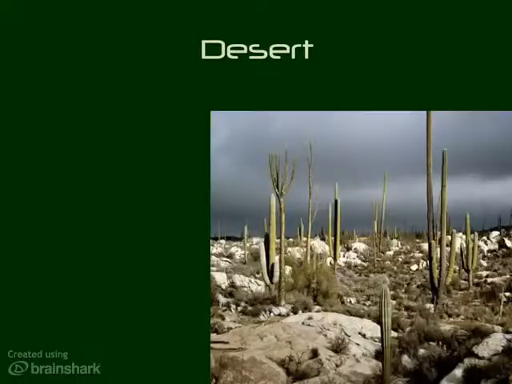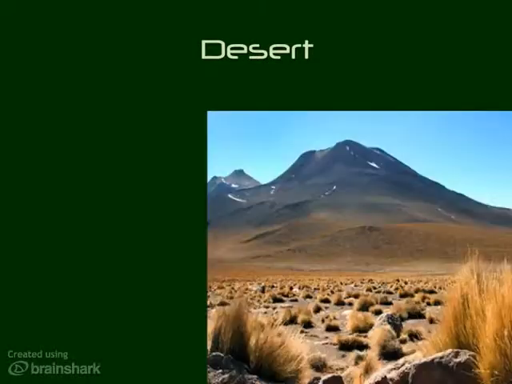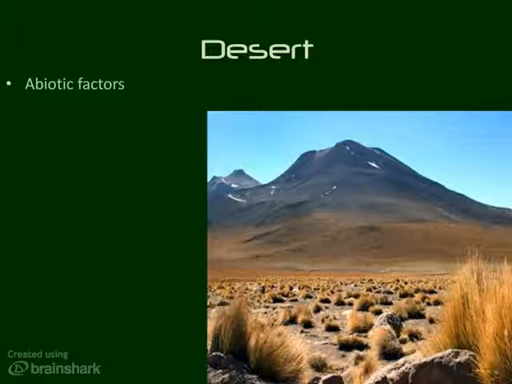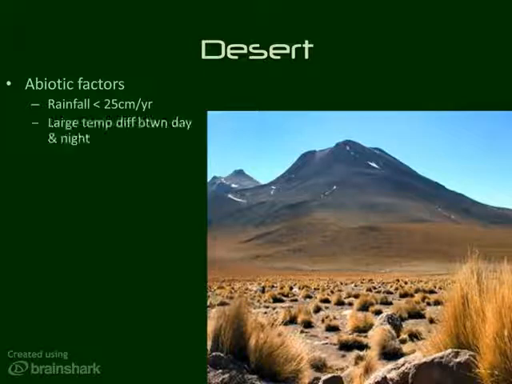When you say desert, this picture is typically what you think of. But deserts can also be cold, as you see here in the Atacama Desert in Chile. Abiotic factors in deserts include very little rainfall, less than 25 centimeters per year.